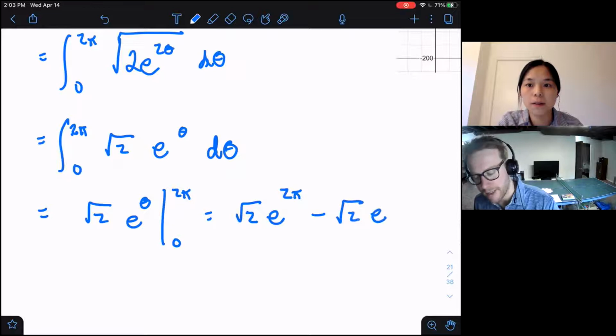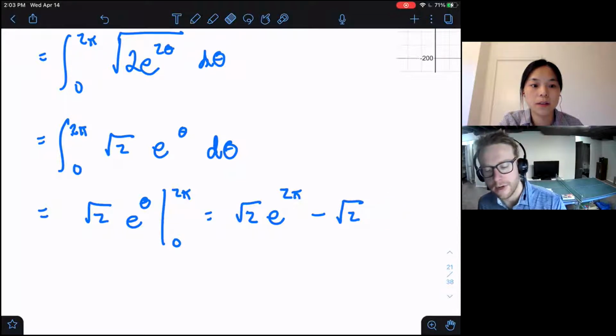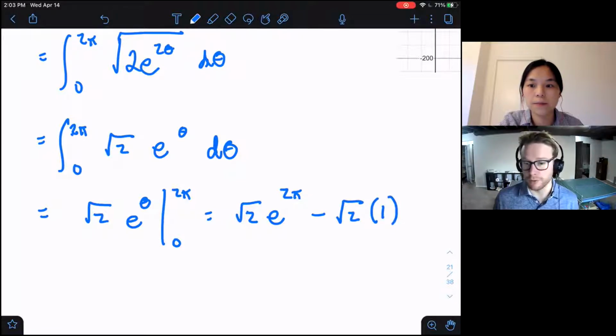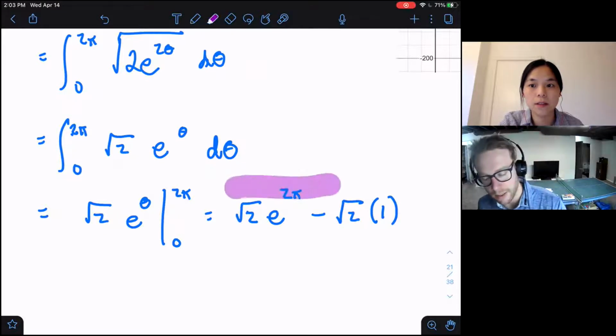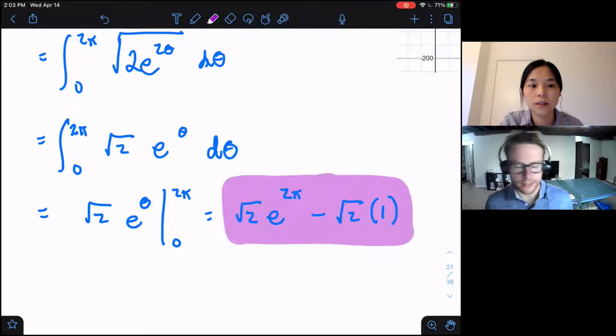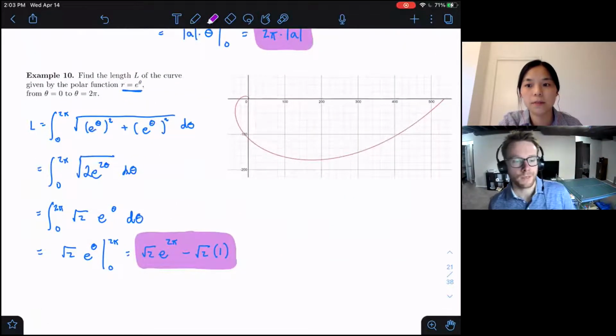If I plug in 0, I get e to the 0. And remember, anything to the 0th power is actually 1, right? And so this right here is going to be 1, and it's still being multiplied by this root 2. And so really, I need to subtract away root 2 from my final answer here to get this completely correct. All right, so that right there is the correct arc length for this particular problem.